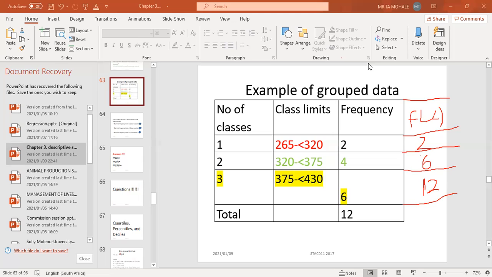So the only difference with these ones: the procedure for median is the same for quartiles, deciles, and percentiles because we are making use of cumulative frequency. But for mode, we are using what? We are using the frequencies. So don't forget that. So where is 3 accommodated in the cumulative frequency? In 6. Do you all understand?